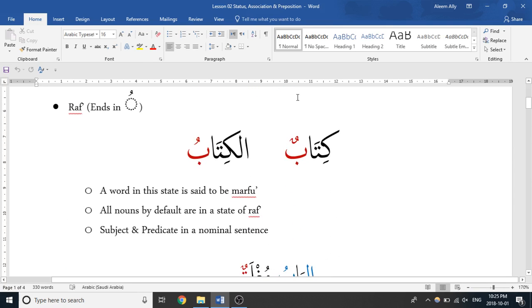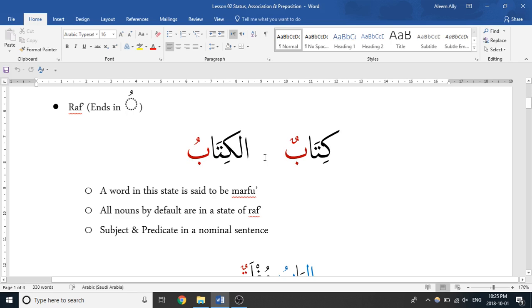So we have 2 examples here of rafa. A word can be in rafa, having a dhamma on the end, whether it's just 1 dhamma or 2 dhammas, right? So it can be indefinite and still be in a state of rafa. So kitabun, because it ends with an un, and al-kitabu, because it ends with an u. Both end with a dhamma, so therefore they're in a state of rafa.